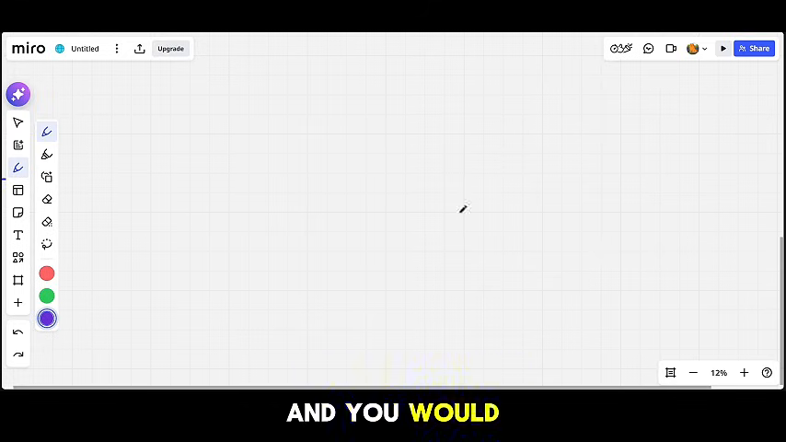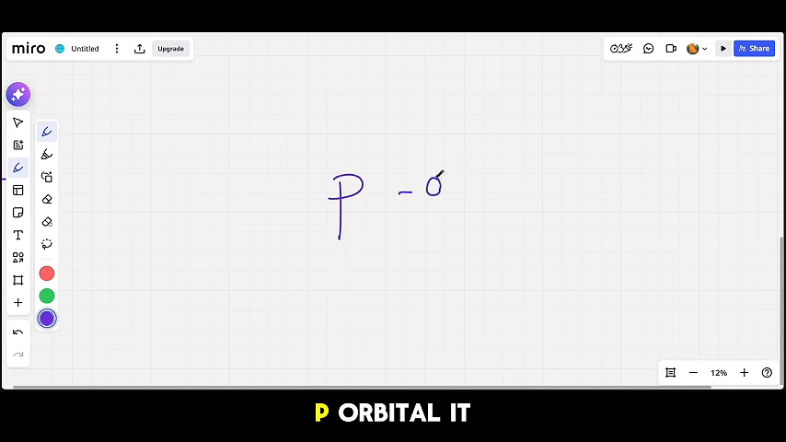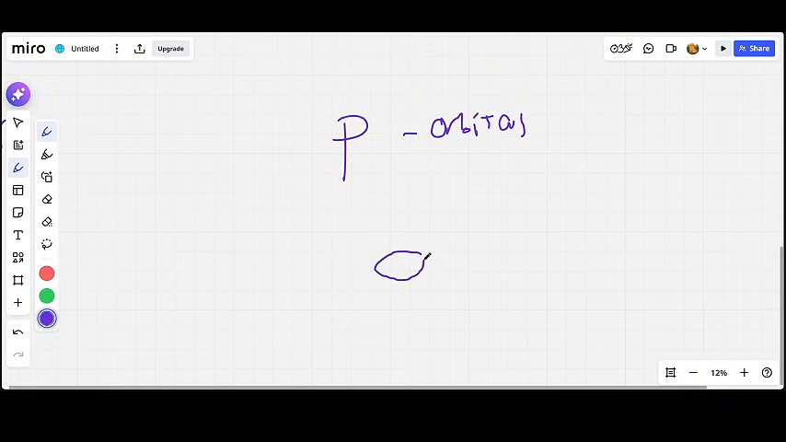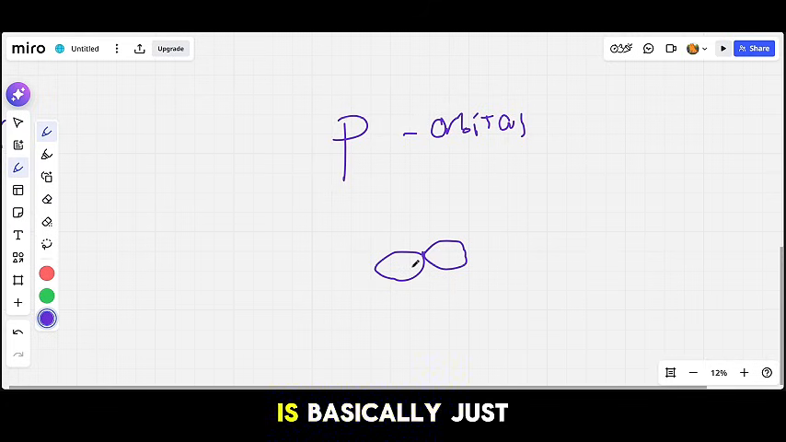And you would also have the p orbital. It kind of looks like this. It's like a bow. And the p orbital is basically just where you can find the electron. SPDF is sort of an illustration of where you can generally find an electron, because you can never pinpoint where an electron is, and that is the biggest problem in quantum mechanics.